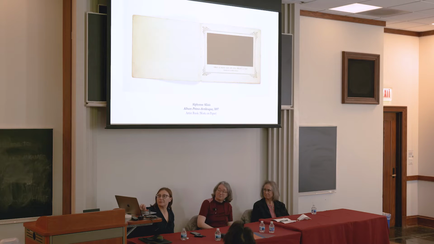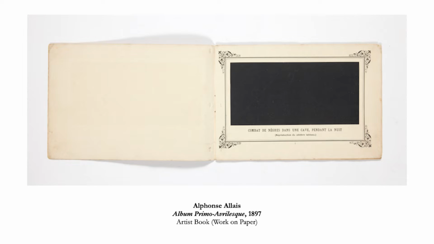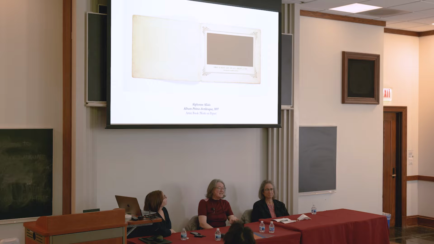A few years ago, conservators at the Tretyakov Gallery, which owns one of the versions of the Black Square, did some imaging to look underneath the black surface. They found an inscription in Malevich's handwriting, a racist inscription from the Allais album that Jessica mentioned: a battle of black men, Negroes, in a cave during the night or in a cellar during the night. A similar play with the representational aspect of a seemingly black abstract surface, right?